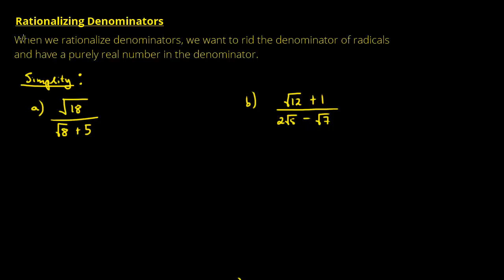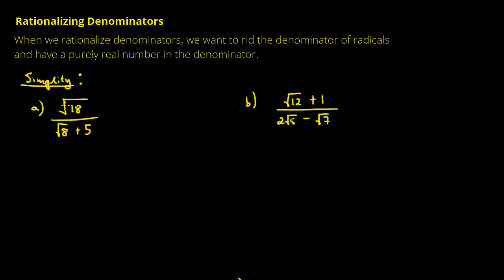In this video, we'll look at how to rationalize denominators. So first off, what do we mean when we say rationalize a denominator? Well, when we rationalize denominators, we want to rid the denominator of any radicals and also have a purely real number in the denominator. So I want basically an integer in the denominator that's also real. So let's look at how to do that.